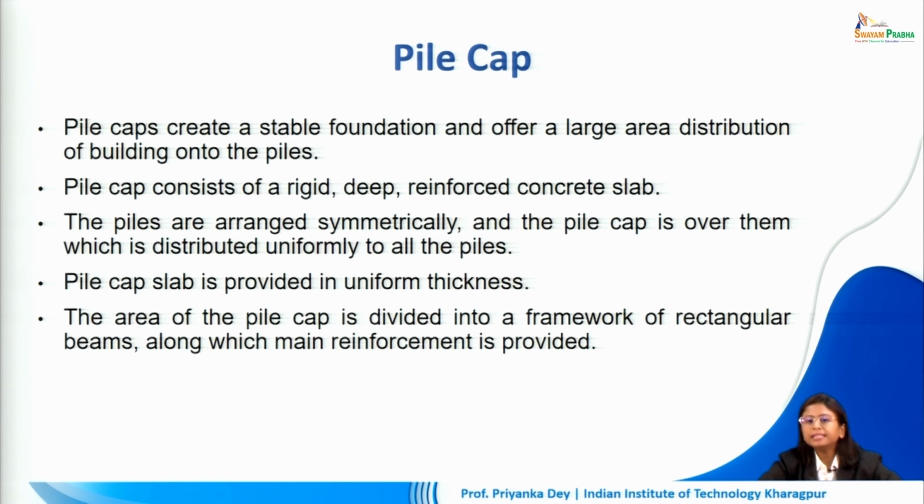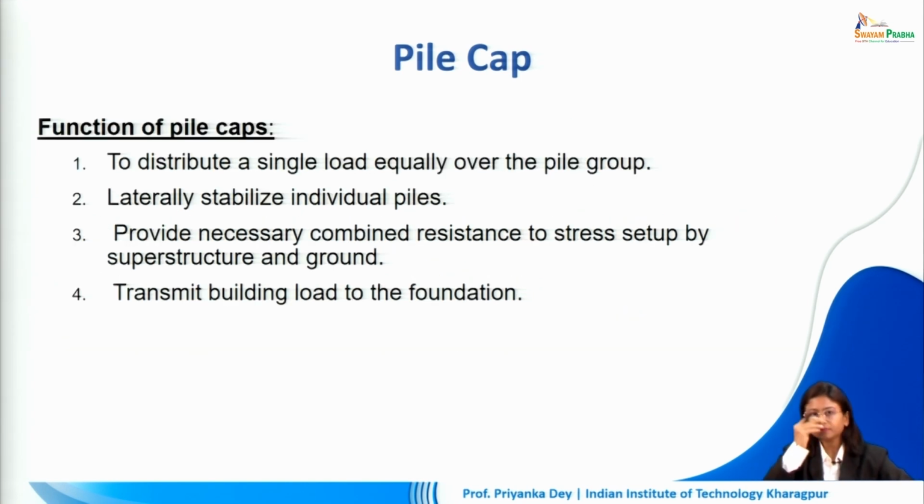The area of the pile cap is divided into a framework of rectangular beams along with main reinforcement. So definitely RCC pile caps are going to have reinforcement within. Now what are the functions that this pile cap is playing? First of all, it will distribute the single load that is coming in from the superstructure equally over the pile group. So whatever is the number of piles that we have decided is needed to transfer our load, this pile cap is going to uniformly distribute the load to all of them.